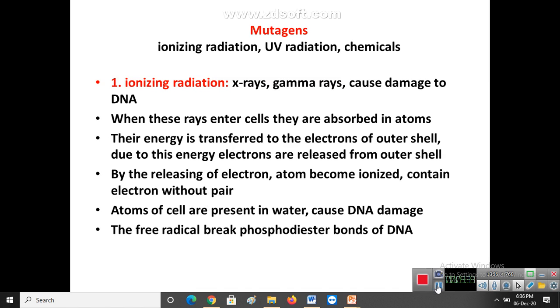Atoms of the cell are present in the water. They cause damage to the DNA. The free radical means that it contains an electron without any pair. So the free radical breaks the phosphodiester bond of the DNA, causing DNA damage.